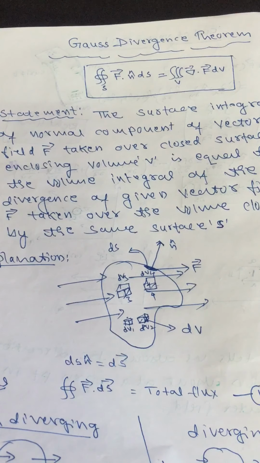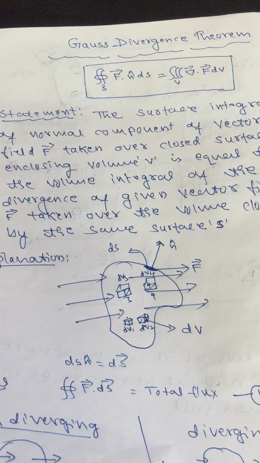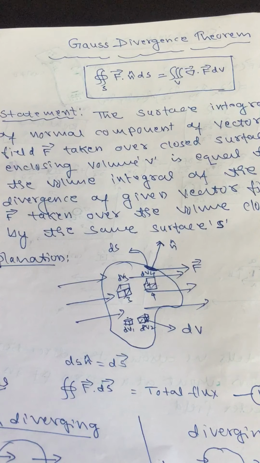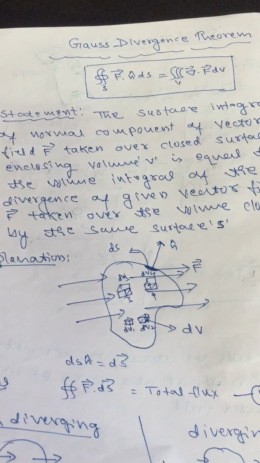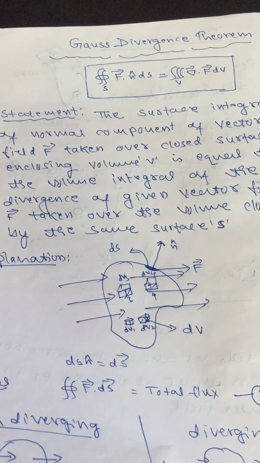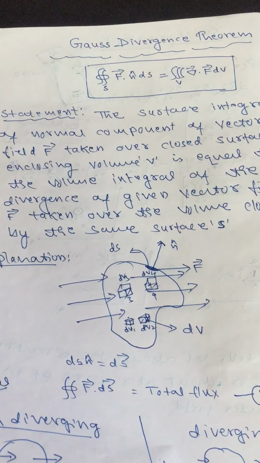Good morning, students. Today we shall discuss Gauss divergence theorem. Gauss divergence theorem gives a relation between surface integral and volume integral. In this sense, surface integral can be converted into volume integral and volume integral can be converted into surface integral.